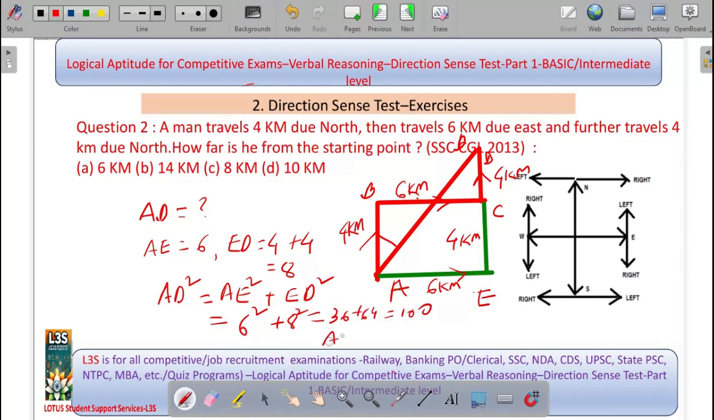So AD is equal to root over 100. Root over 100 is equal to 10. So it will be AD equal to 10 kilometer. So option D, 10 kilometer is the right answer.